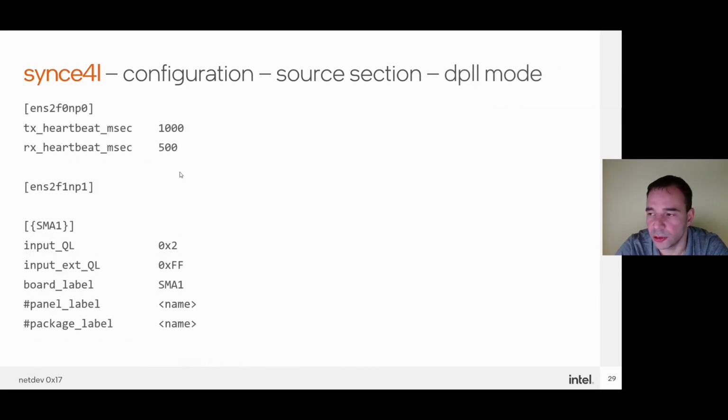Here are sources configured for DPLL mode. The name of a line source would be associated with the DPLL pin, so it is enough to have the source in square brackets under the corresponding EEC DPLL device to have it configured. External sources are similar. The user needs to provide one of the labels which would identify the pin associated with the EEC DPLL device. In this example, the board label is enough.